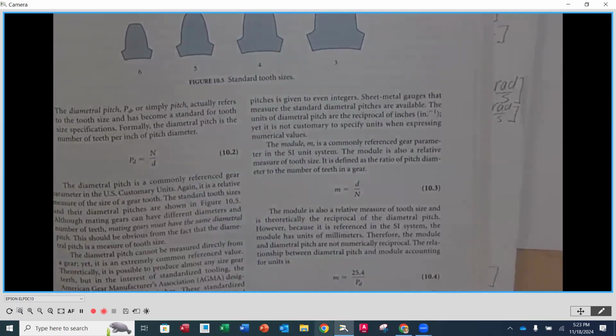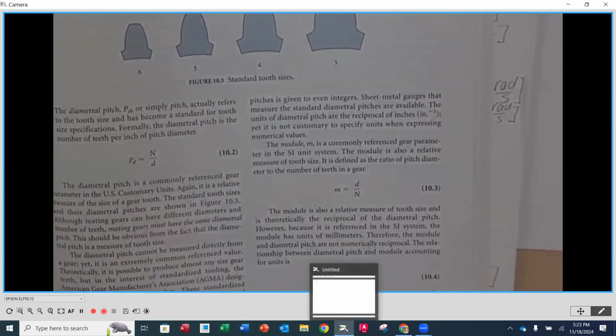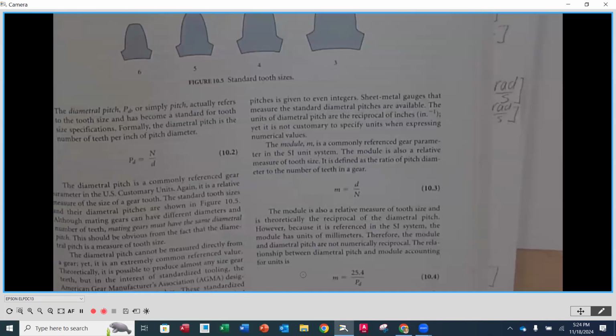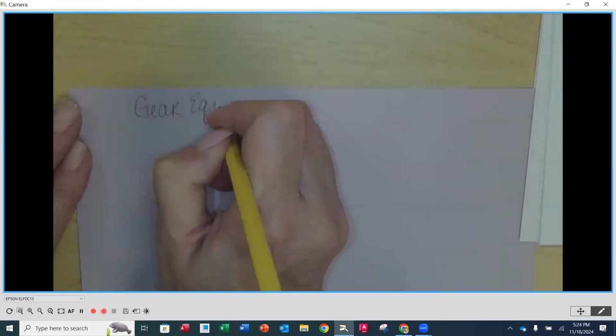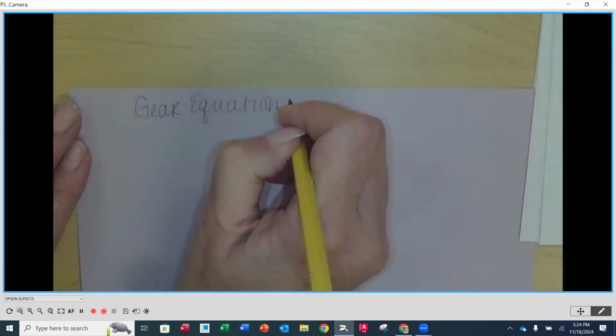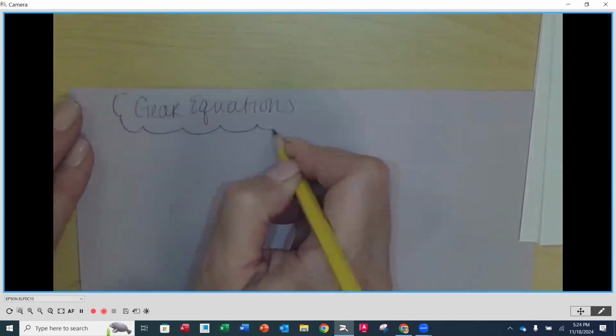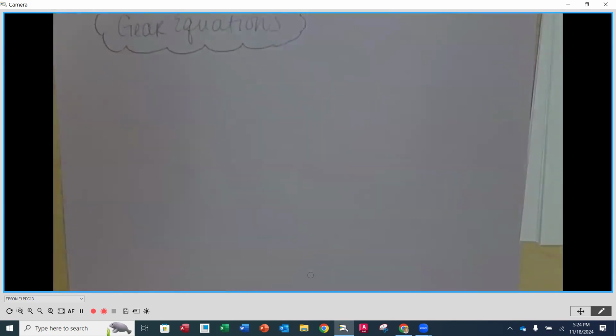So this is a good time to start an equation sheet, because it's always more convenient to have our equations all in one place instead of having to go through the chapter and try to find them embedded within. So I am just going to start by saying gear equations. And we'll keep this handy throughout our lecture here, and we'll keep adding to it.